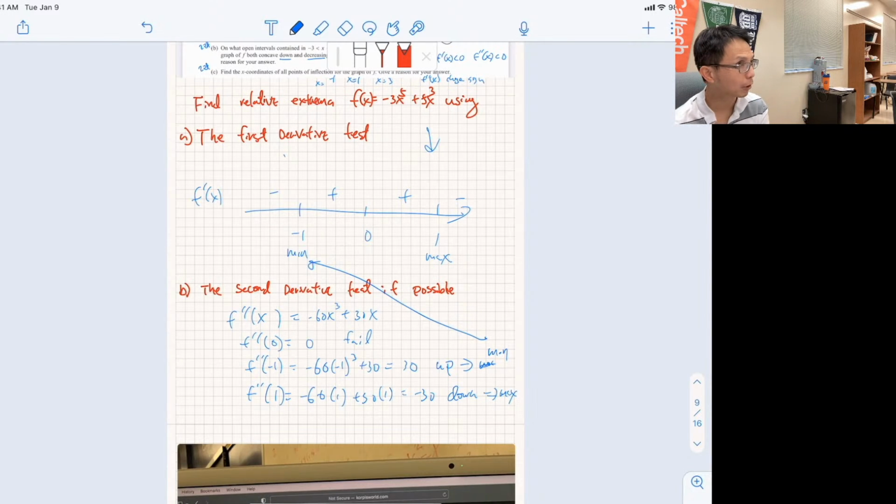I will give you a similar question on the test, and you have to know how to do it. Usually I'll give you the f prime of x graph. That makes it easier.